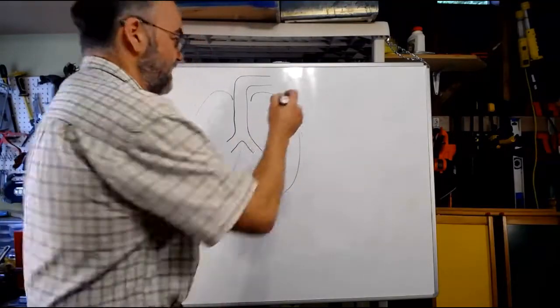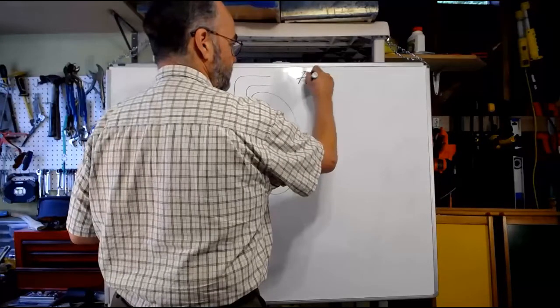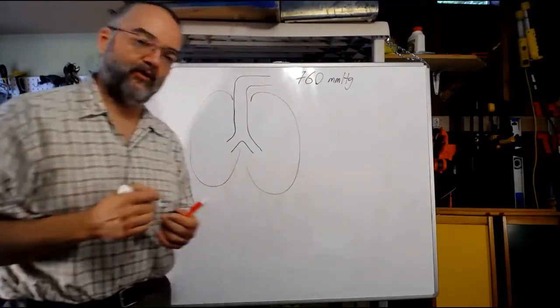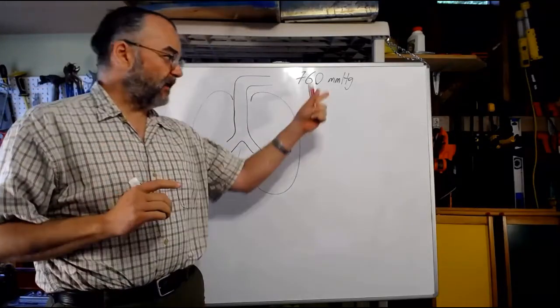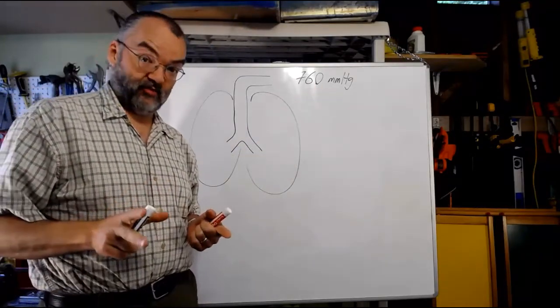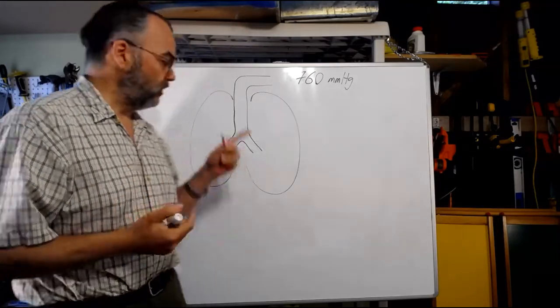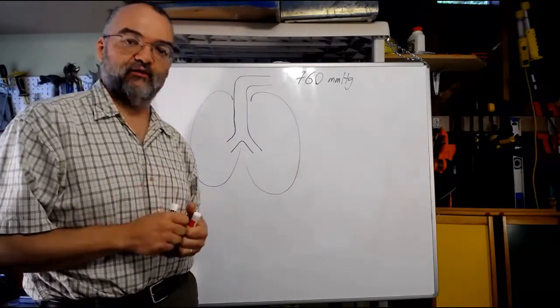Let's say that the air pressure outside is 760 millimeters of mercury. Now take a moment and think. If the air outside is 760 millimeters of mercury pressure, and the air isn't moving into or out of our lungs, what must the pressure be in your alveoli at that moment?